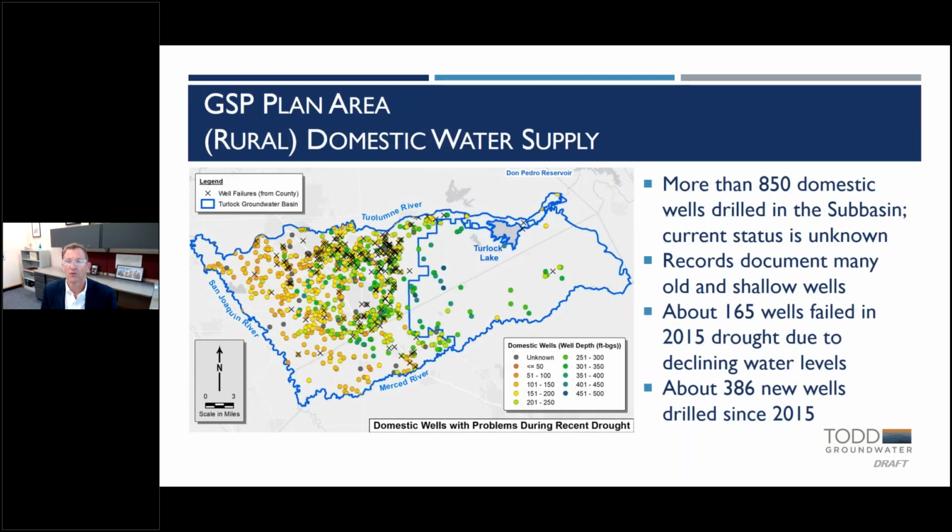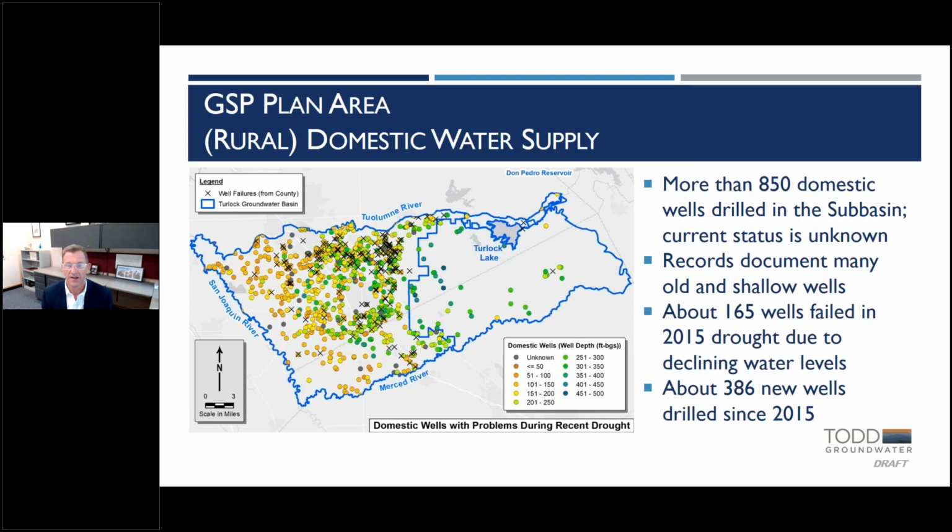We also had to look at rural supply. So not everybody's attached to a public drinking water system. Many people have their own wells that provide their drinking water supply. Again, primarily clustered in the west, where we have smaller parcels of land. Almost 1,000 domestic wells in our region. In 2015, we know that about 165 shallow wells failed. They went dry. And so again, that was informative as we start putting sustainable management criteria and minimum thresholds together to determine what groundwater levels are appropriate to protect domestic drinking water supply.